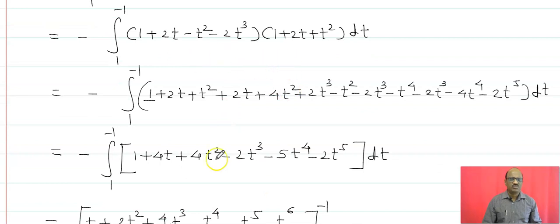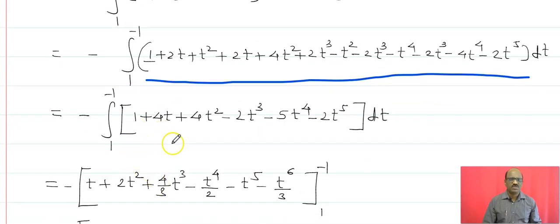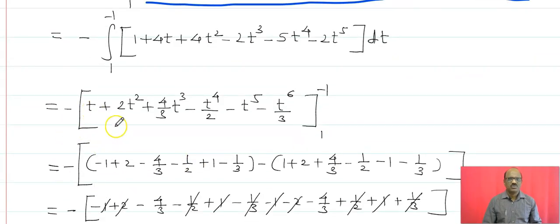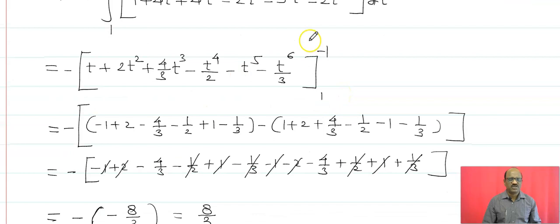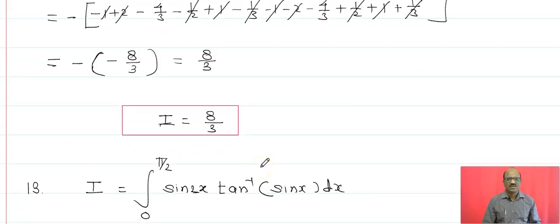Again, the multiplication of these two brackets. It's a very long term. You can perform this type of multiplication. And overall, you are getting 1 plus 4t plus 4t square minus 2t cube minus 5t raised to 4 minus 2t raised to 5 dt. Integrate this. Then you will get minus t plus 2t square plus 4 upon 3 t cube minus t raised to 4 upon 2 minus t raised to 5 minus t raised to 6 upon 3. Lower limit is 1, upper limit is minus 1. Substitute upper limit minus lower limit, and overall you will get the answer. That is I is equal to 8 upon 3.